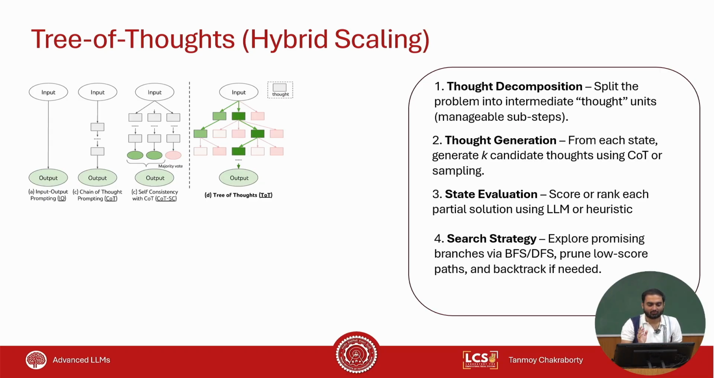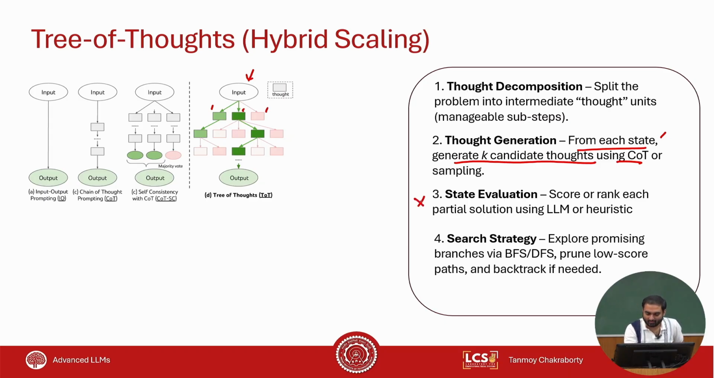So what you do, you start with a prompt and you ask the model. This is a hybrid approach. You do parallel as well as sequential. So you generate intermediate thought units, and these thought units are states. Now for each state, you generate k candidate thoughts using COT. From each thought, you can just follow the COT kind of approach and you can proceed.